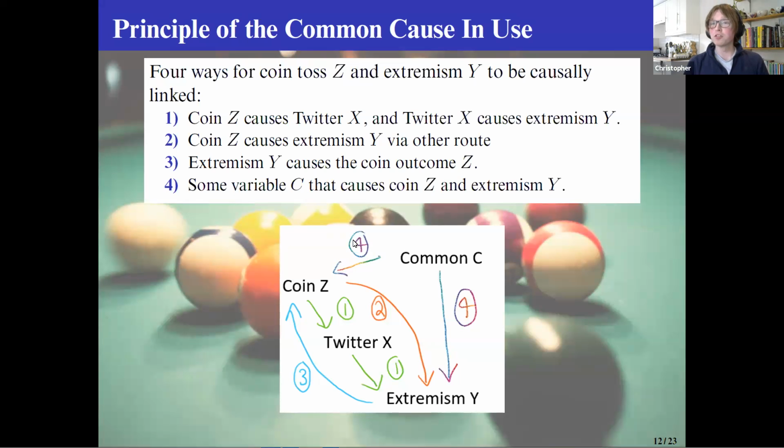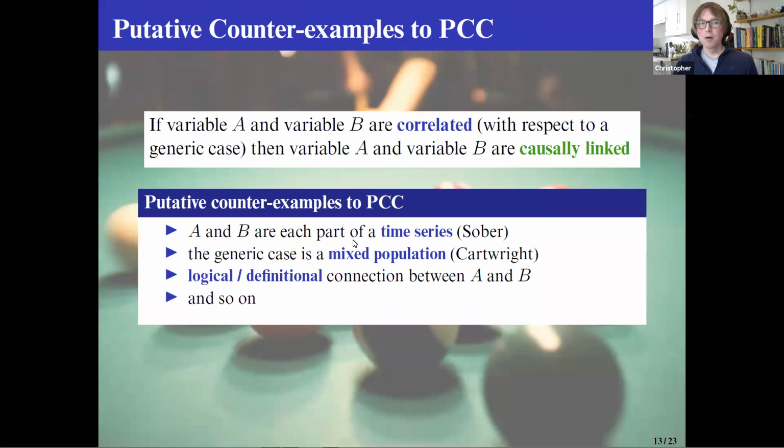So that's how you might use the principle of the common cause, or indeed how social scientists do use the principle of the common cause to draw causal conclusions from correlational data. But unfortunately, there are a number of putative counterexamples to the principle of the common cause. These are instances where you've got a correlation between two variables, A and B, but intuitively, it doesn't seem like those two variables are causally linked to each other.